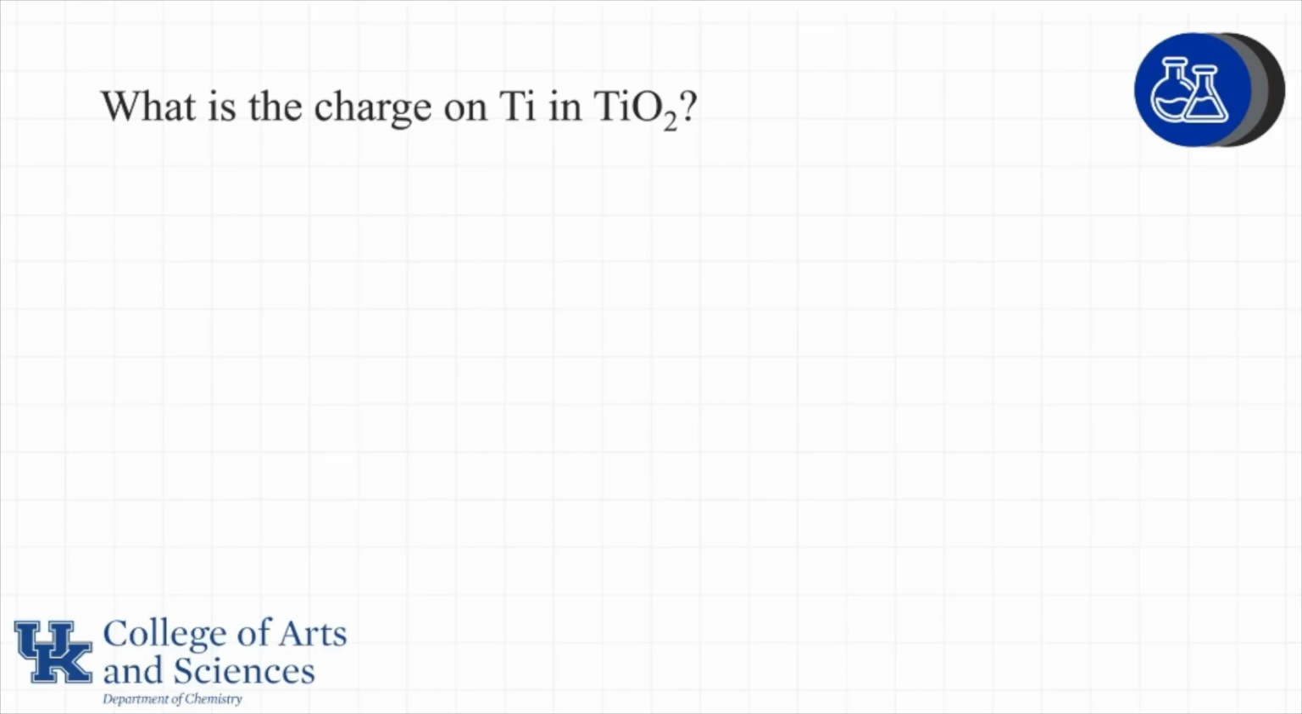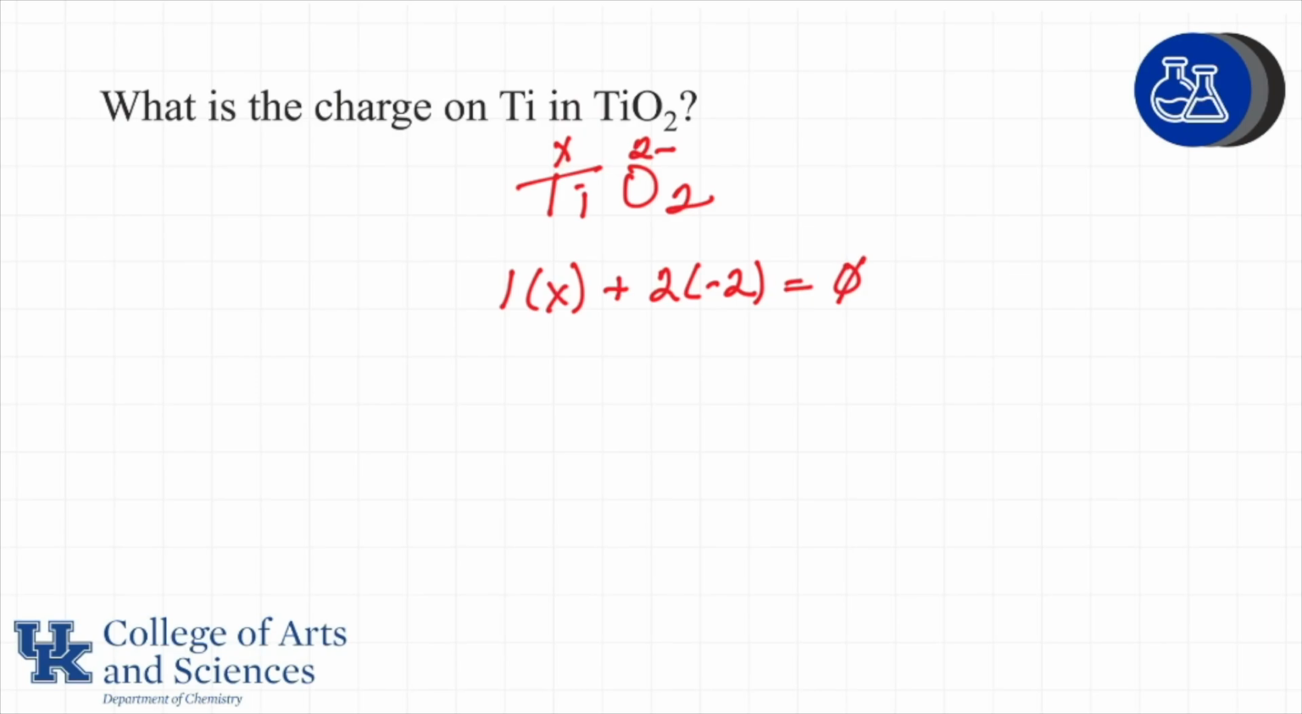What is the charge on titanium in TiO2? We don't know the charge on titanium, so we'll label it as X. We know that the charge on oxygen, based on its position in the periodic table, is -2. We can set up our equation. We have 1 titanium with a charge of X plus 2 ions with a charge of -2 each, and those have to sum to 0. X - 4 = 0, so X = 4+.